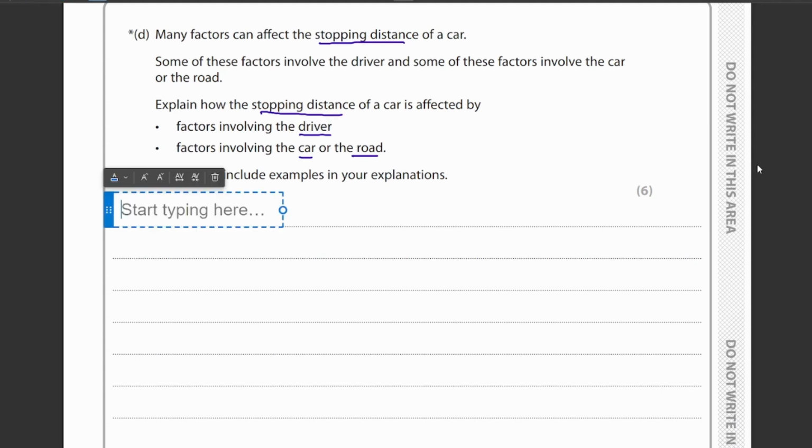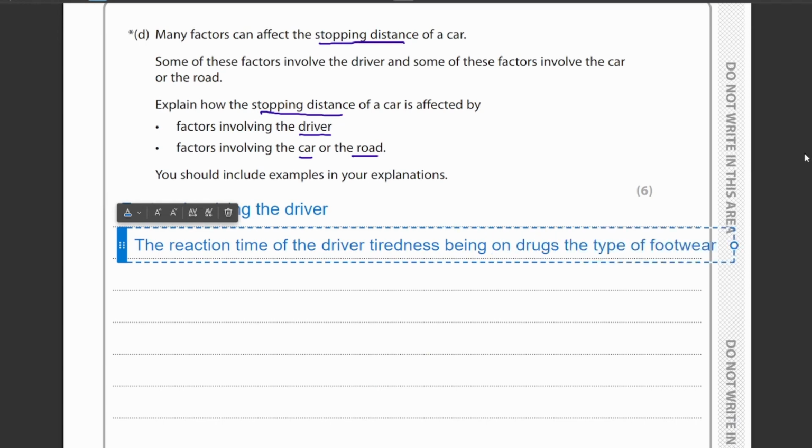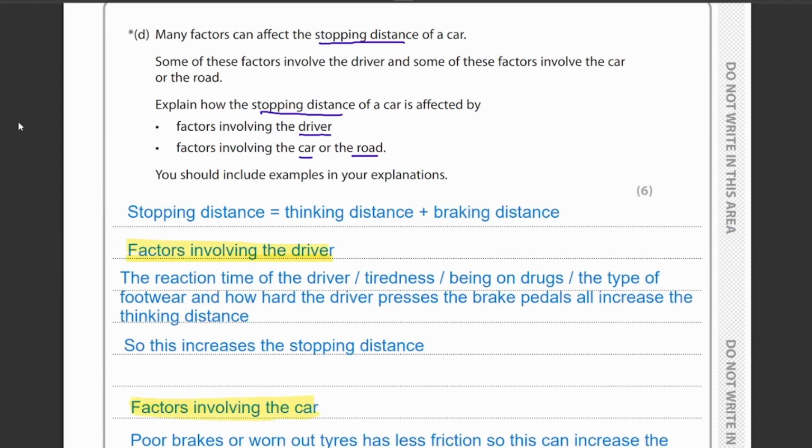Factors involving the driver. The reaction time of the driver, tiredness, being on drugs, the type of footwear, and how hard the driver presses the brake pedals all affect the thinking distance. So I've broken down the answer into different sections. First of all, I mentioned that stopping distance equals the thinking distance plus the braking distance. And under factors involving the driver, the reaction time of the driver, tiredness, being on drugs, the type of footwear, and how hard the driver presses the brake pedals all increase the thinking distance. So this increases the stopping distance.